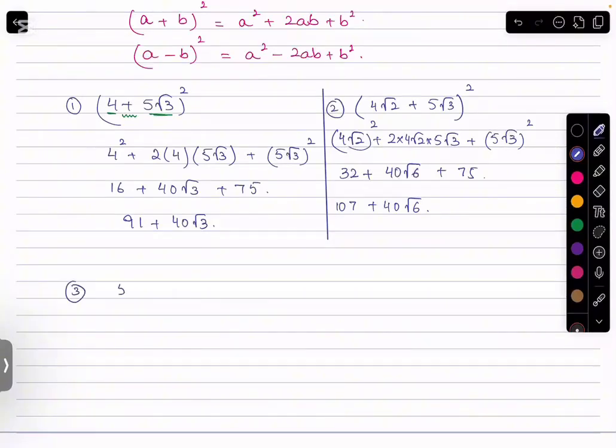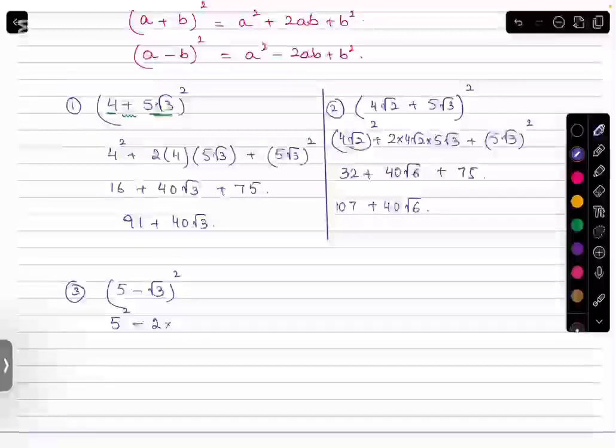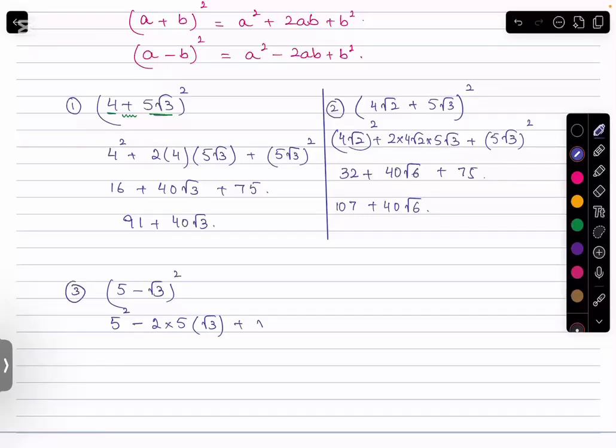Now if I give you 5 minus root 3 the whole squared, ठीक है, अब ये कौन सी identity apply हो रही है? a minus b the whole square. So a minus b the whole square is a square minus 2ab and then plus b square. Meaning here, can I say that this is 5 squared minus 2 times 5 times root 3, and then it should be root 3 the whole squared, right?